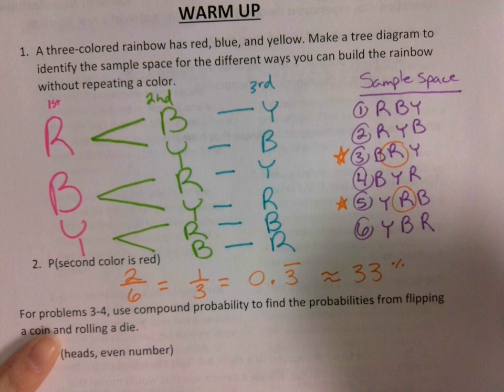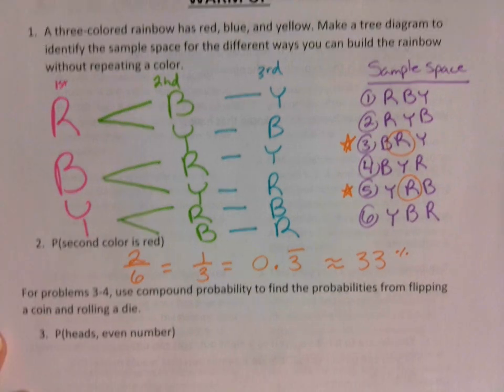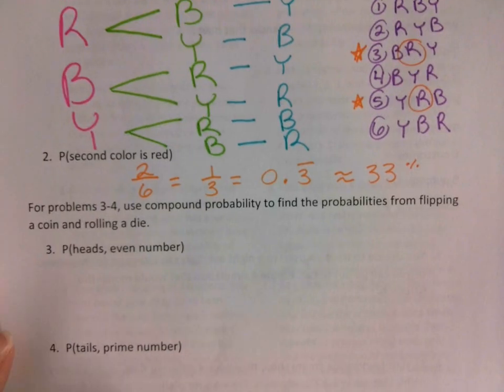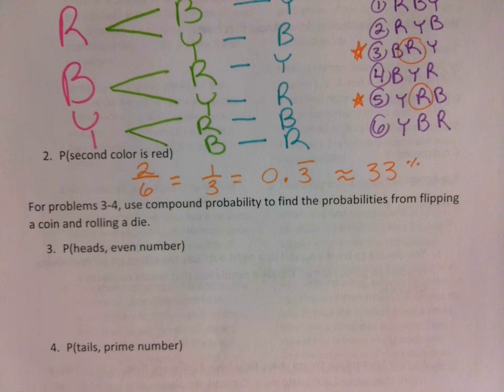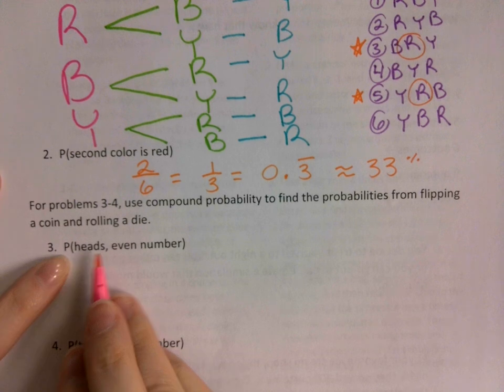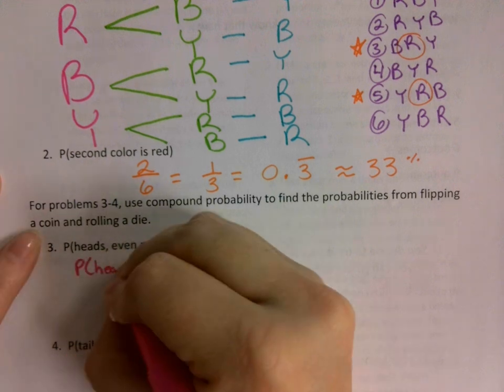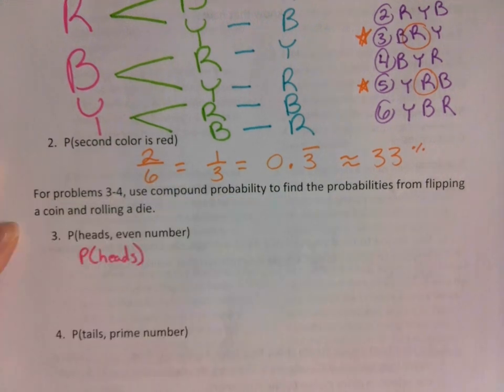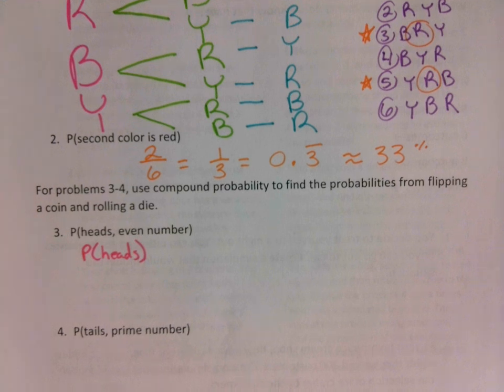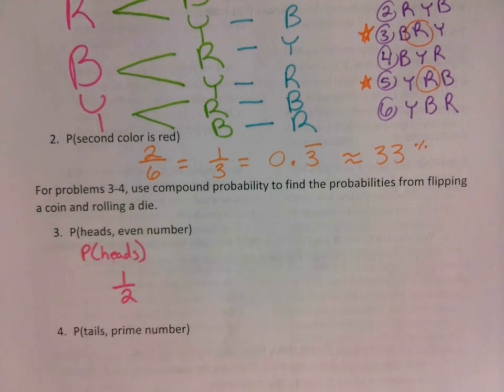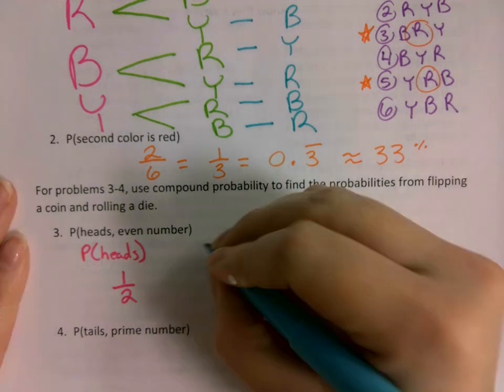Okay, for the next couple of problems, problems 3 and 4, we're using compound probability to find the probabilities of flipping a coin and rolling a die. So we flipped a coin and we rolled the die. So I want the probability that the coin is going to land on heads. Guys, what's the probability that the coin will land on heads? 1/2.